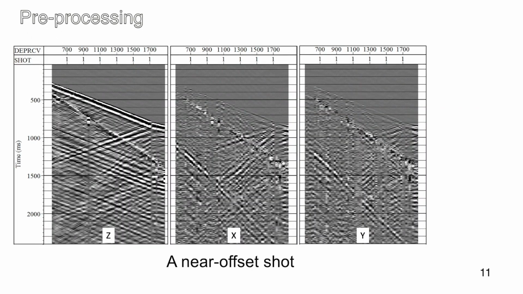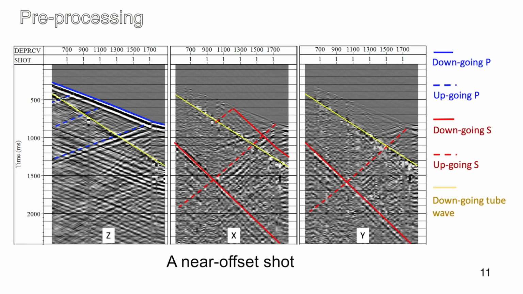Let's first look at the three component raw shot gathers that we're about to process. In this given near offset shot, downgoing P and S waves, upgoing P and S waves, and tube waves are seen. The task of preprocessing is to separate P and S waves in their downgoing and upgoing fields, and suppress noises such as the tube waves, multiples, etc.